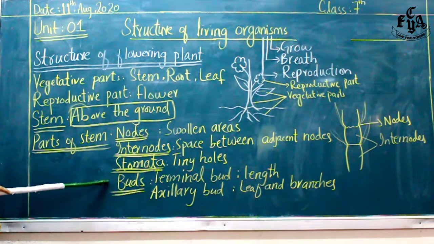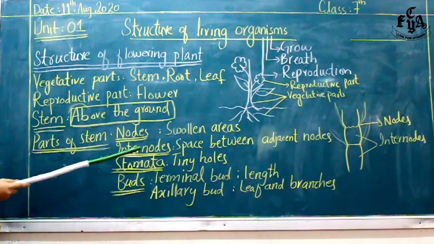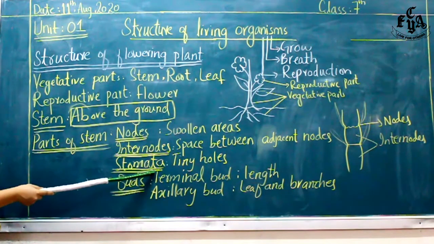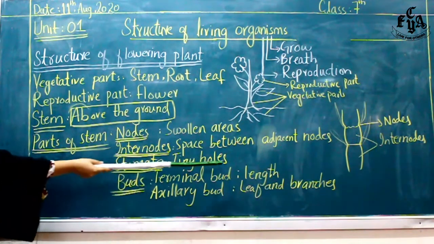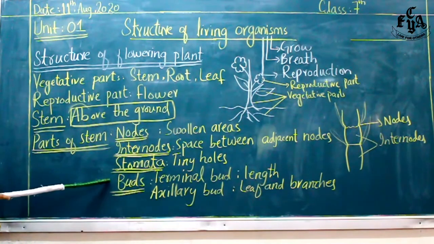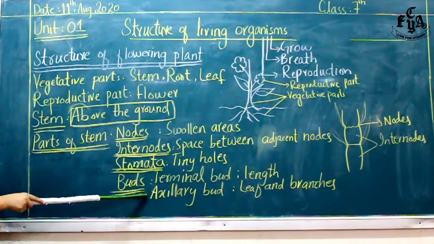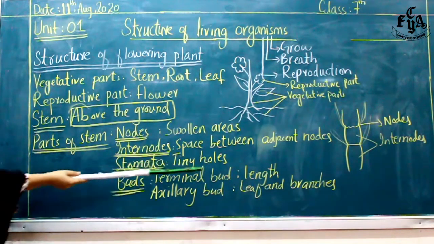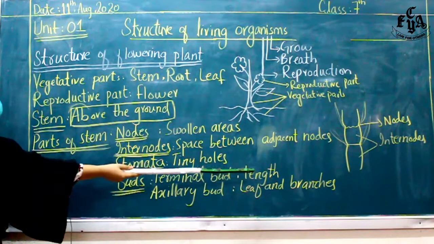The next one is the bud. A bud is also present on the surface of the stem. There are two types of buds: terminal bud and axillary bud. The terminal bud is mainly present at the tip of the stem and it increases the length of the stem or the length of the plant. The next one is the axillary bud. The axillary bud is the bud which is involved in the formation of the leaf and the branches.